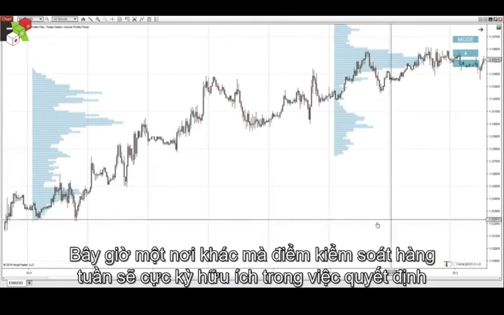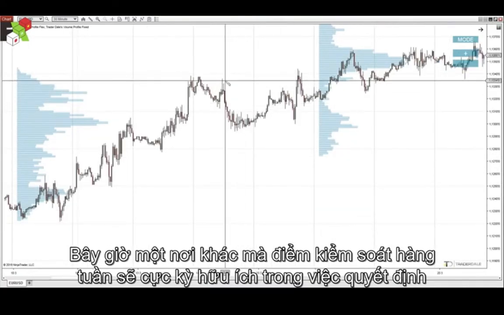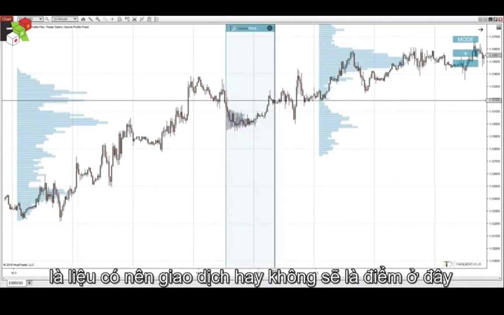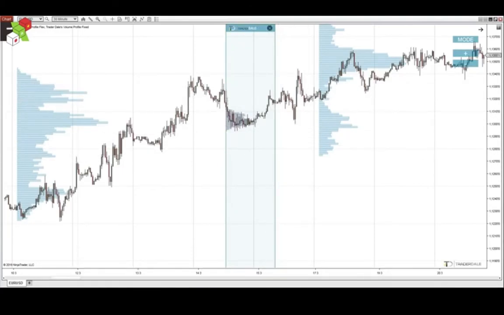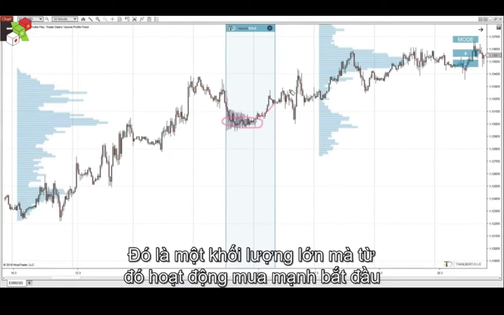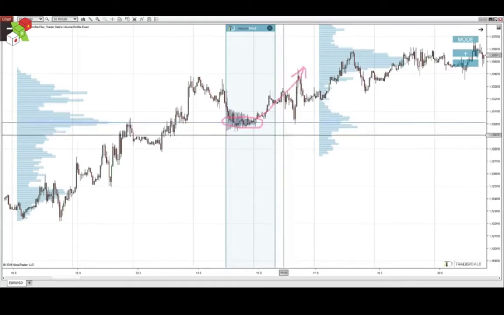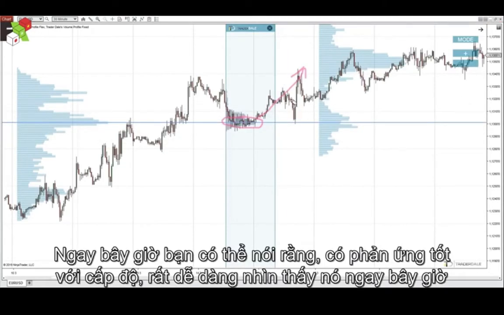Now, another place where the weekly point of control would be extremely helpful in deciding whether to take a trade or not would be in here. As you can see, this is basically a volume accumulation setup. It's heavy volumes from which strong buying activity starts. So the heaviest volumes were in here. Right now you can tell that there was a nice reaction to the level, so it's easy to see it now.